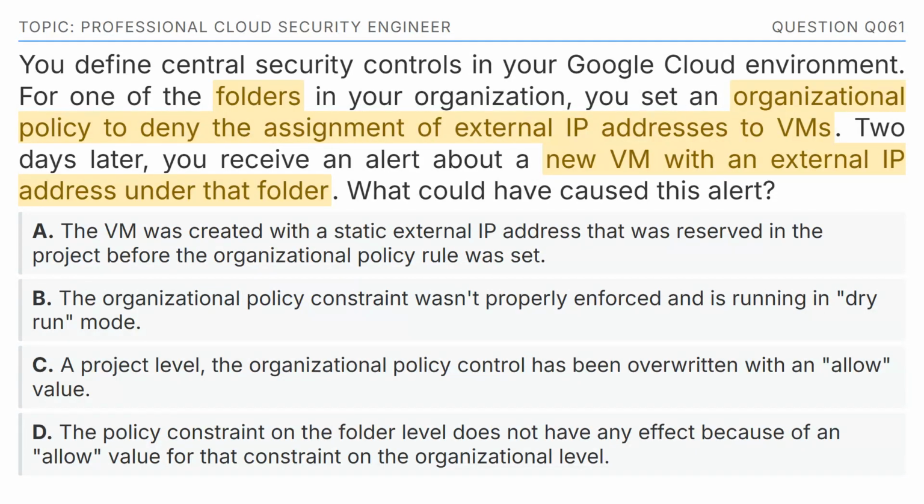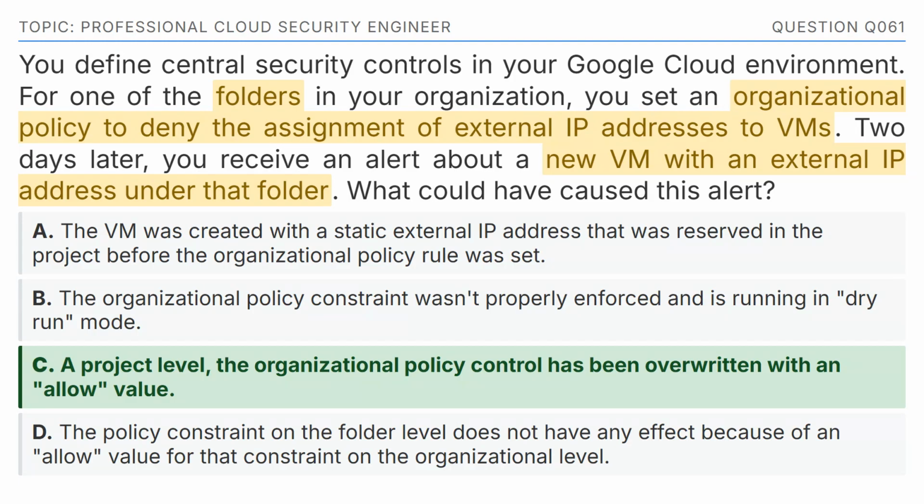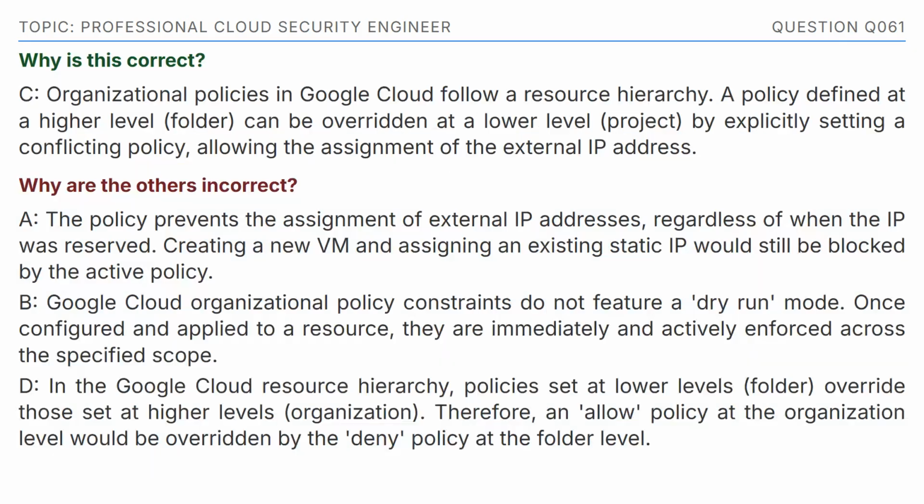To arrive at the correct answer, we focus on the keywords: folders, organizational policy to deny the assignment of external IP addresses to VMs, new VM with an external IP address under that folder. The correct answer is option C, at a project level, the organizational policy control has been overwritten with an allow value. Why is this correct?